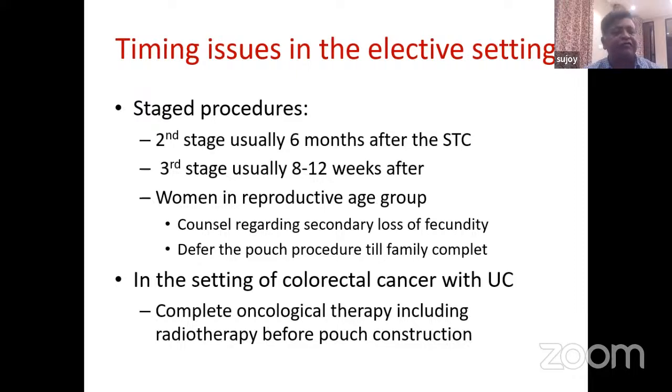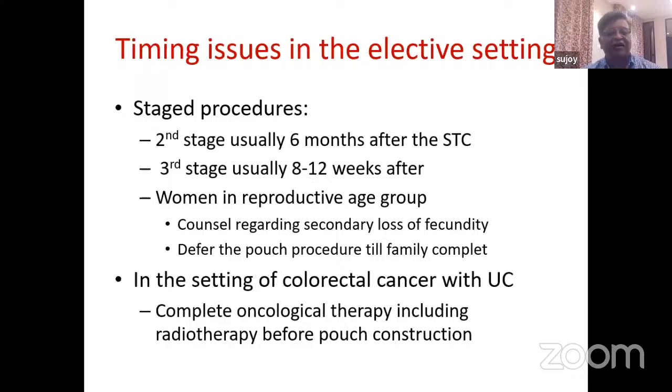There's a special point for women in the reproductive age group. It is important to realize that when you do a pouch procedure in these patients, there's a high loss of fecundity in many of these patients, largely because of the pelvic adhesions which are created. So it is always advisable in this age group that you defer the definitive reconstructive pouch surgery till the time that the family is completed by the patient. And this fact has to be also explained and counseled to these patients before they opt for a pouch procedure.